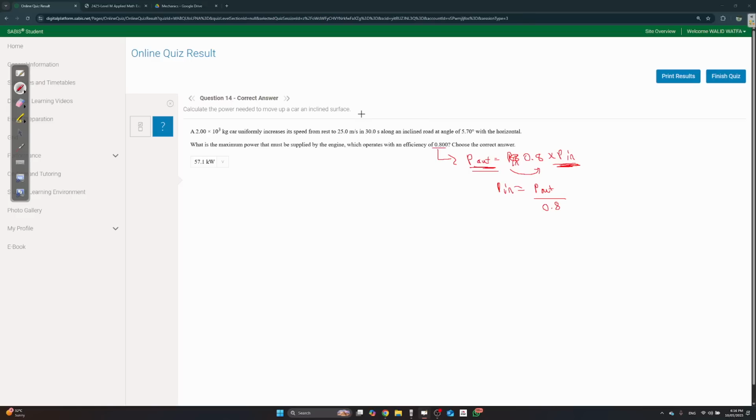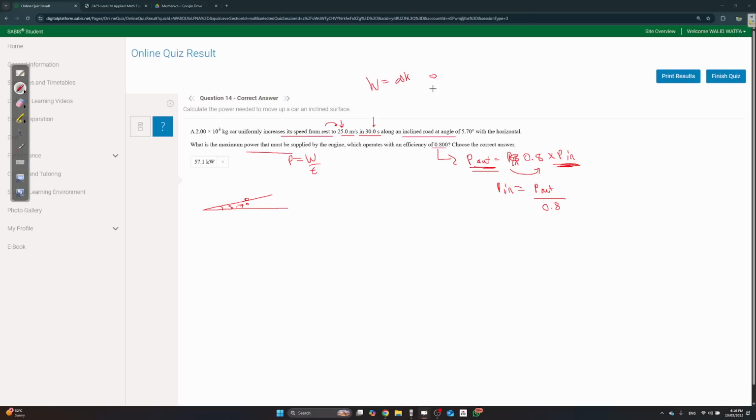So let's do it. So you have an incline at 5.7 degrees over here, and you have a car. We know that it accelerates in 30 seconds. What is the power? So we have the time, so power is equal to work divided by time. And we want to know what is the work needed to accelerate our car from 0 to 25 meters per second. So do we have a change in kinetic energy? Yes, we do. So we can just say the work is equal to the change in kinetic energy.